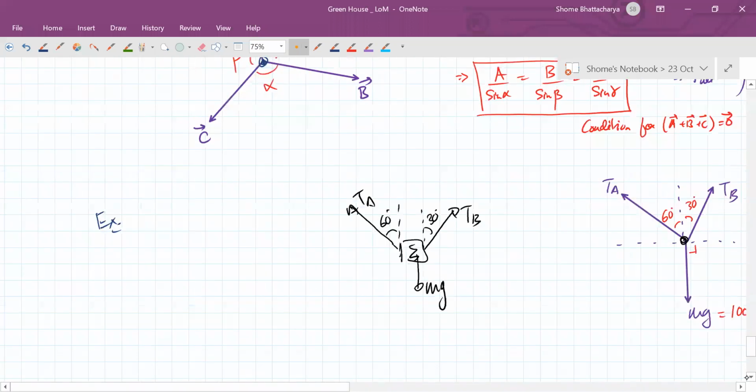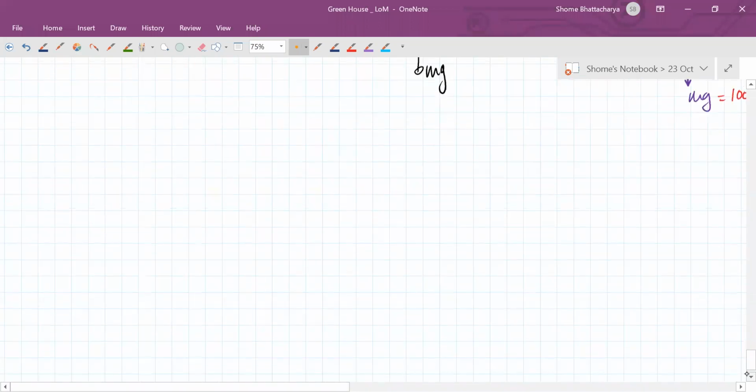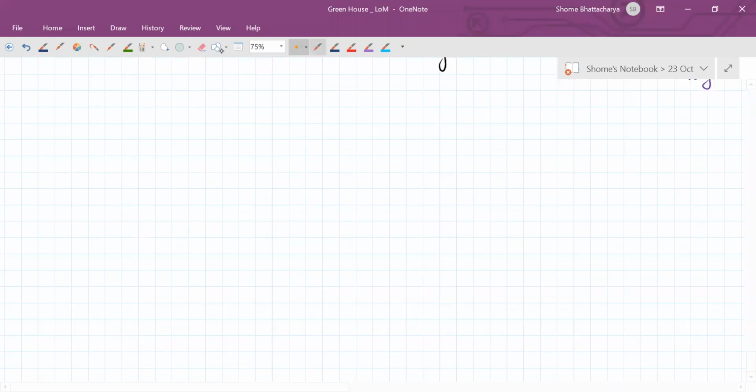Here you can resolve this way. But suppose I had given some different angles? Then it would not work that way. I'll show you. So that's another way of resolving and solving. Because the angle between the two tensions happens to be 90 degrees, you can do it that way.